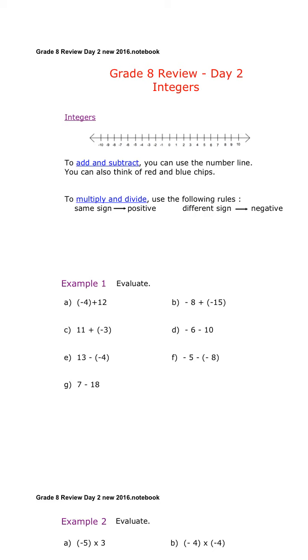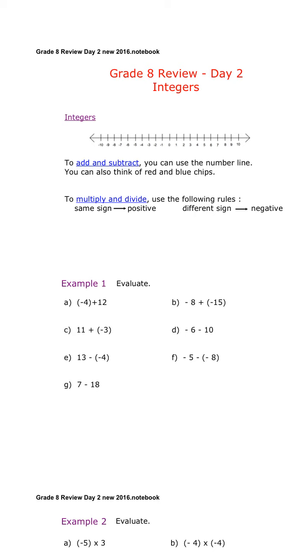So integers. You want to think of integers as positive and negative numbers. You can think of them on a number line. Some students might remember them using blue and red chips representing positive numbers and negative numbers. And then there's a couple of rules we need to remember. For adding and subtracting, you want to think of the number line.